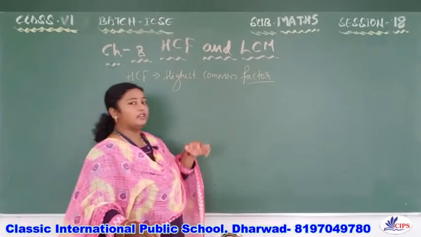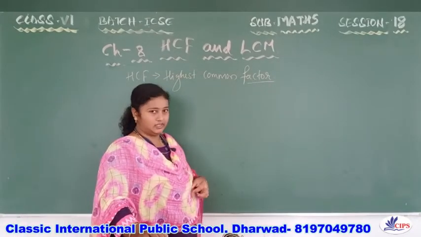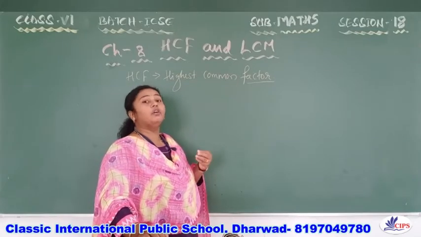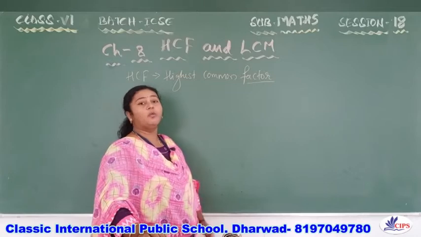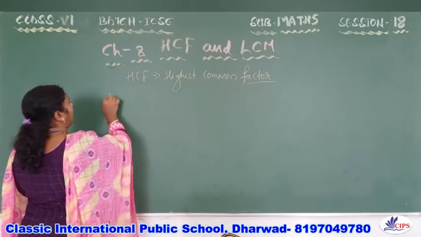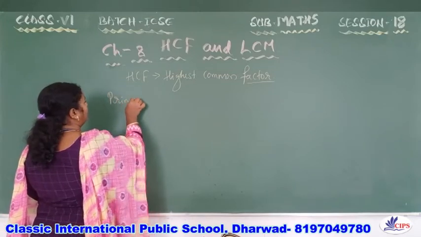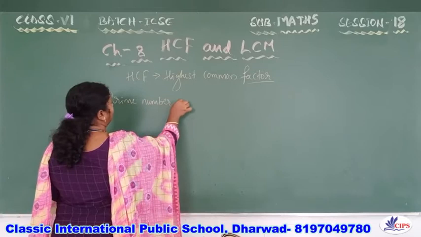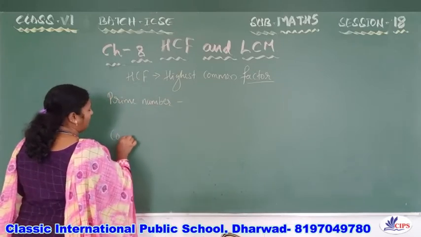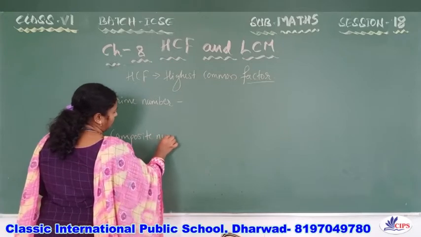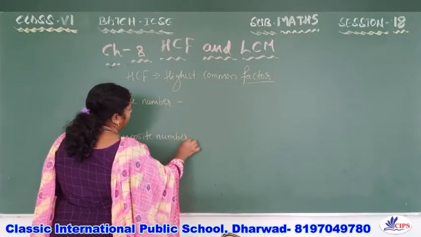Before finding the highest common factor, you should know factors. Before finding the factors, you should know some types of numbers. To find the factors, we should know what is a prime number and what is a composite number. That is all we have to know. So what is meant by prime number? I have told you already. Prime number, and one more thing you learned, composite number.